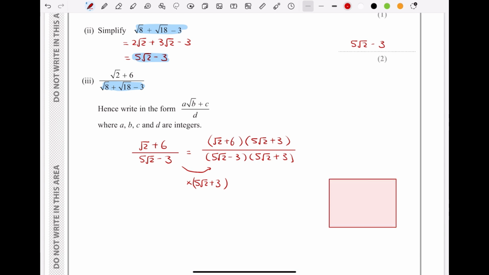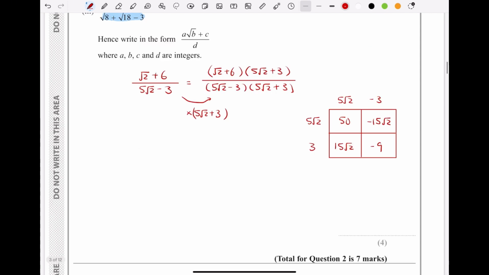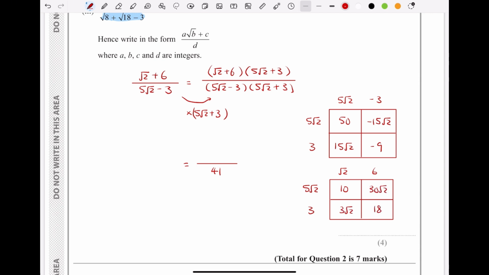So what I'm going to do here is to show you what that will look like. By using the grid method, we can work out that 5 root 2 minus 3 times 5 root 2 plus 3 will give us 41. Now we will use the same method to expand the bracket in the numerator. Root 2 plus 6 times 5 root 2 plus 3 will give us 28 plus 33 root 2.